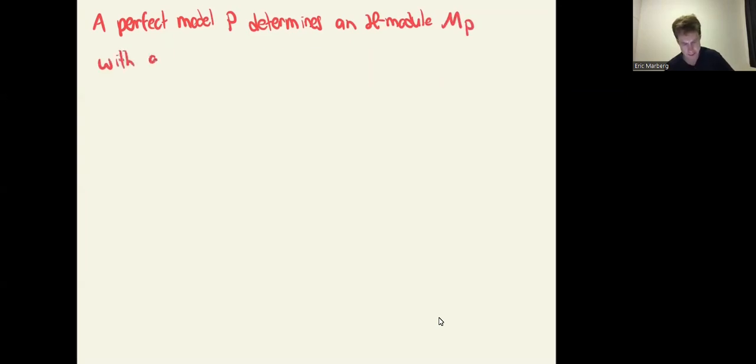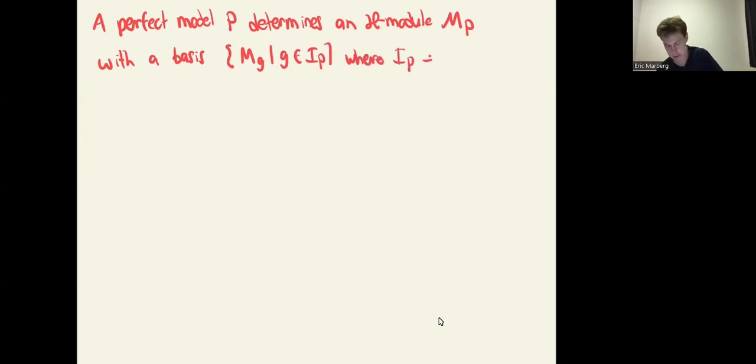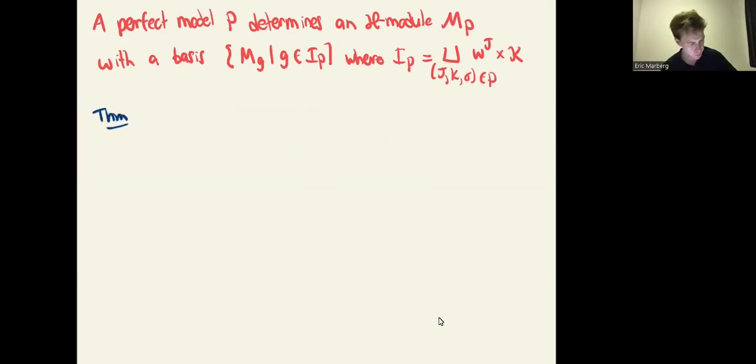with a basis of the form m_g for g in I_P, where this is just the disjoint union over all (J, K, sigma) in P of these Cartesian products of distinguished coset representatives and conjugacy classes of perfect involutions. So there's some discrete explicit set that indexes this basis. And then the theorem we need to turn things into W-graphs is the following.